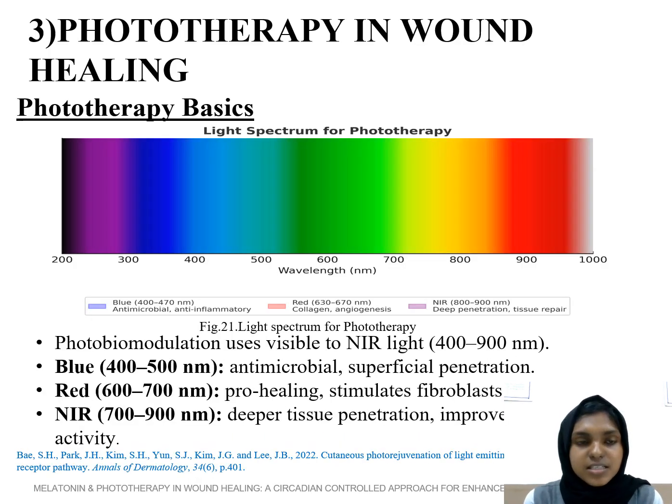Then move on to the third objective, phototherapy in wound healing. As we can see, the first picture shows the light spectrum for phototherapy. Photobiomodulation uses visible to NIR lights. The blue light is used for antimicrobial action with superficial penetration. Then the red light is used for pro-healing, stimulating fibroblasts. Then the NIR is used for deeper tissue penetration.